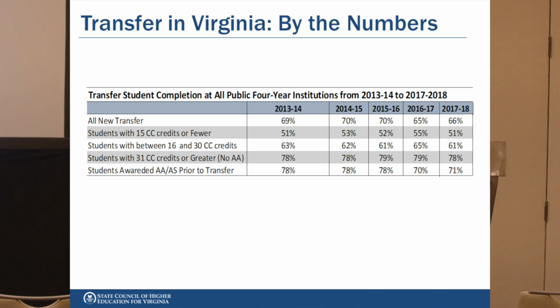When they transfer with 15 or fewer credits, and it goes up from there. I think the only anomaly, and I have my suspicions on why it takes place, are those students with 31 or more credits without the associate degree. And I think, without the evidence in front of me, the reason we see better graduation rates with those students is because they're transferring prior to the associate degree, but have enough credit hours where they don't have to deal with that.